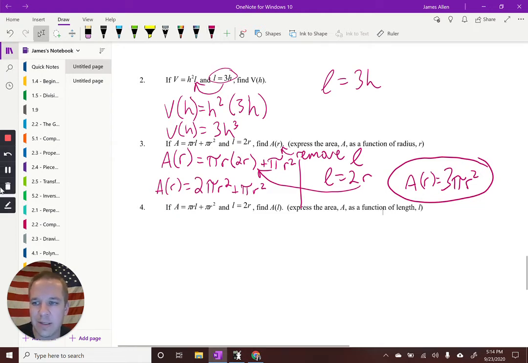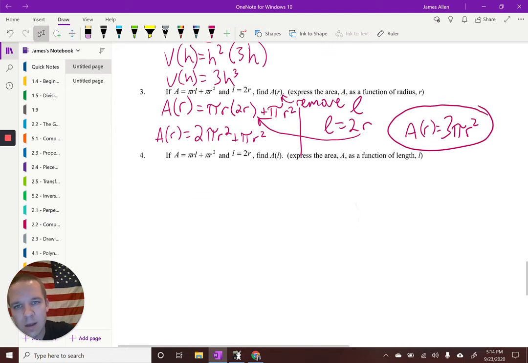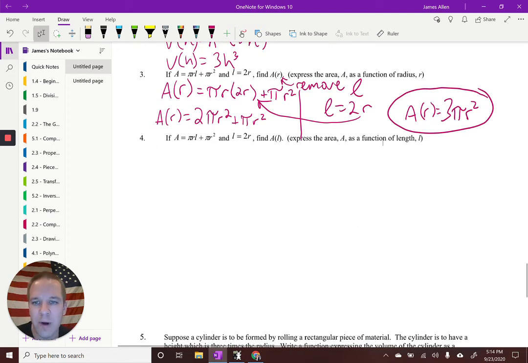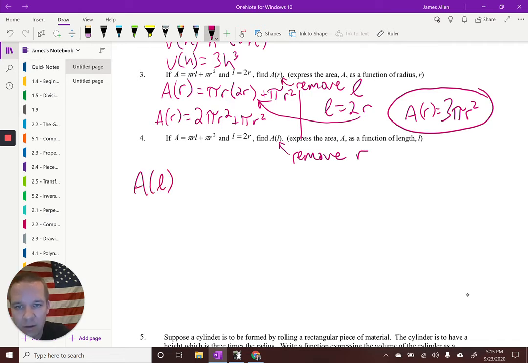All right. This last one here is a little bit different for number 4, and we've got one more problem after that. I've got same setup, but this time we want A of L. Well, that means remove r. Okay, so we only want L in our final function. So I'd have A of L is equal to pi, replace the r, L, plus pi, replace the r, squared.